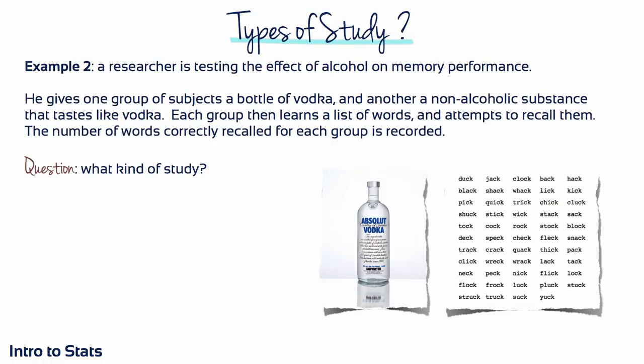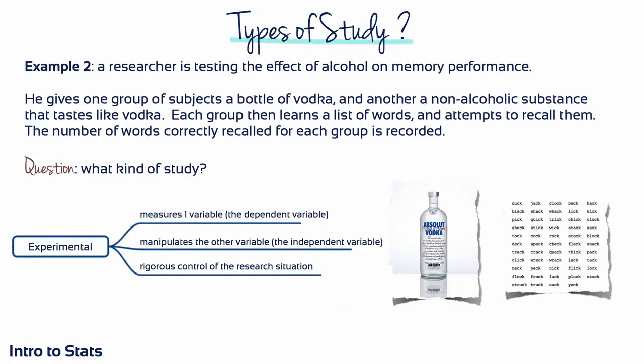Example 2. A researcher is testing the effect of alcohol on memory performance. He gives one group of subjects a bottle of vodka and another a non-alcoholic substance that tastes like vodka. Each group then learns a list of words and attempts to recall them. The number of words correctly recalled for each group is recorded. What kind of study is this?